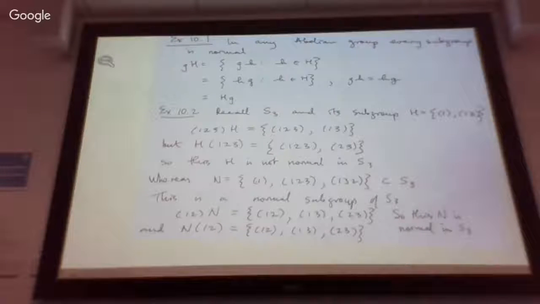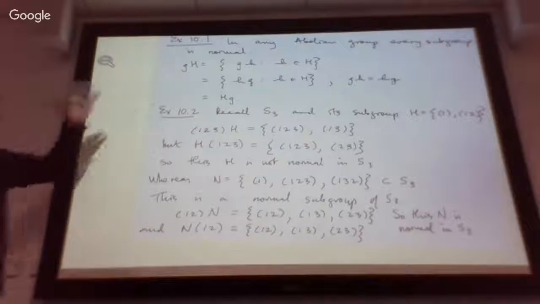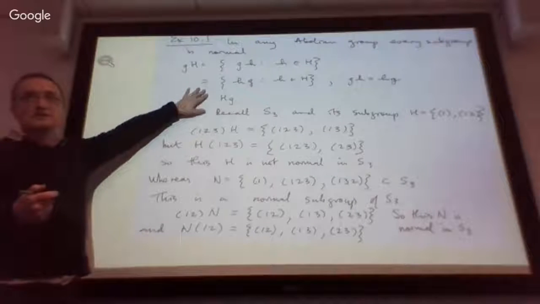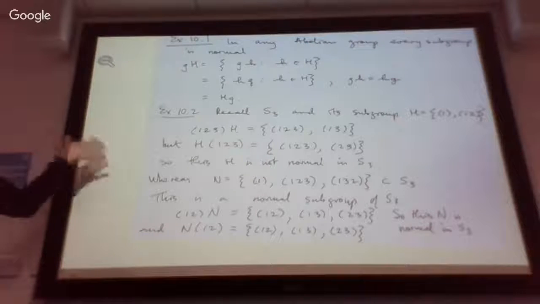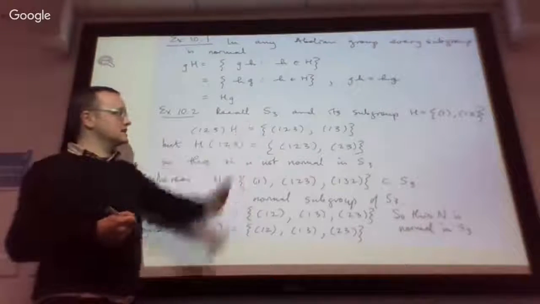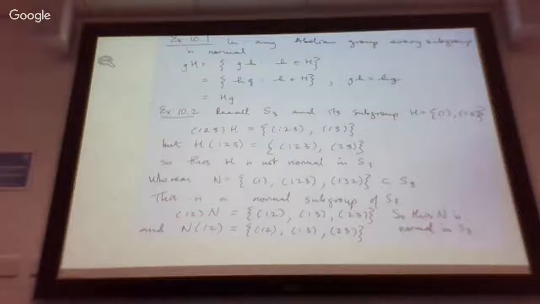Okay. So if you're investigating a particular group, it's often a relevant question to ask about any particular subgroup of it. Is this subgroup normal? If you know the group is abelian, then you know the answer is automatically yes. Every subgroup is normal. If the group is non-abelian, as S3 is, and most interesting groups are non-abelian, then some of the subgroups might be normal, some of them might not be.